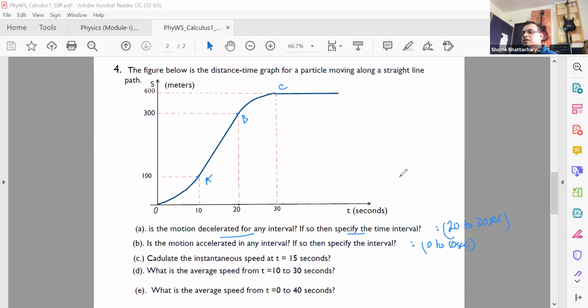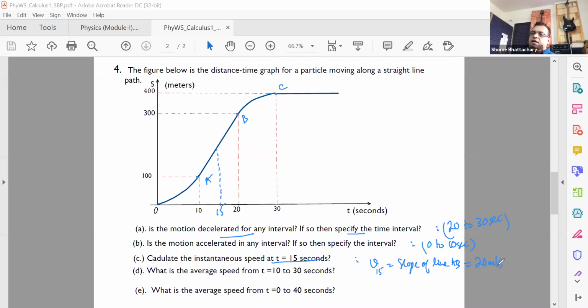Now also instantaneous speed at 15 seconds. So 15 seconds is somewhere in between over here. So 15 is between 10 and 20. So instantaneous speed at 15 seconds is actually equal to the slope of the line AB. So that we had seen was 20 meters per second. We had done that calculation just now.